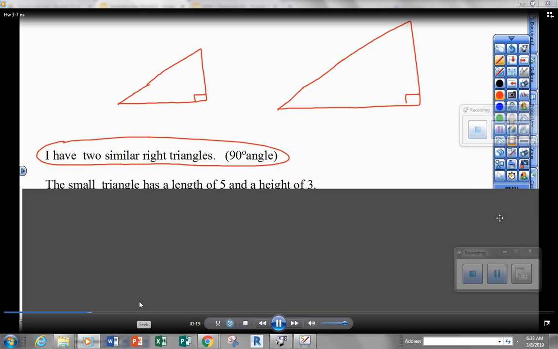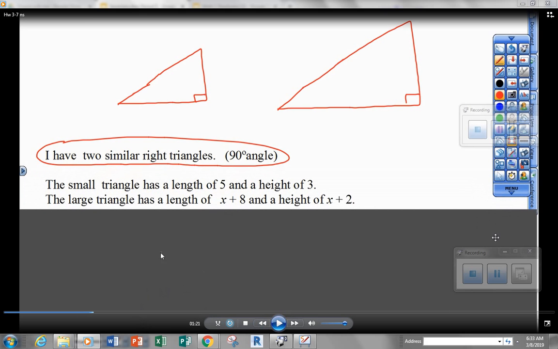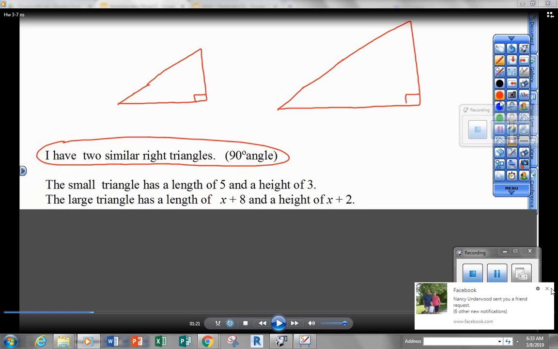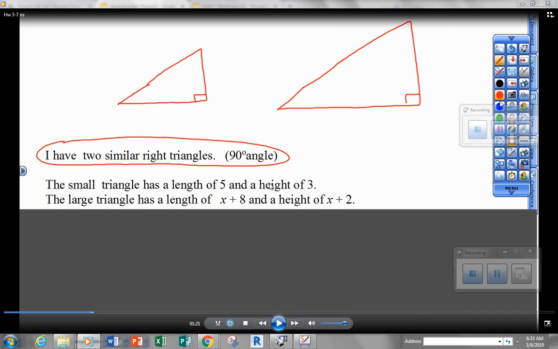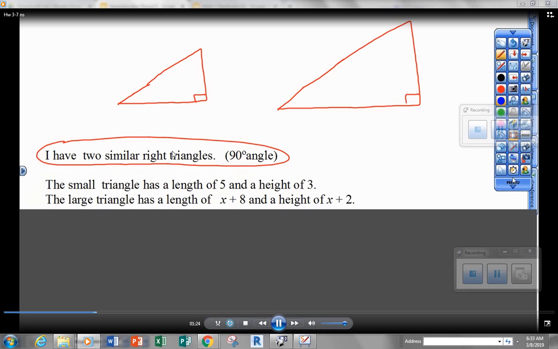So looking at this problem, it says, I have 2 similar right triangles with a 90-degree angle. The small triangle has a length of 5 and a height of 3. The large triangle has a length of x plus 8 and a height of x plus 2. So again, let's put that in motion here. The small triangle has a length, the bottom piece is 5. A height is 3. So I'm going to put those numbers in. 5 for the length and 3 for the height.